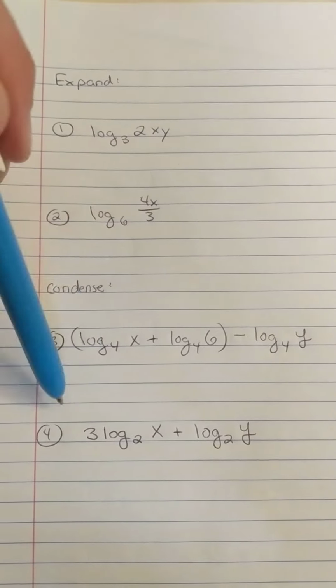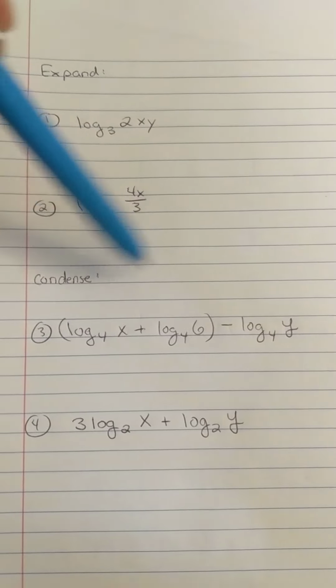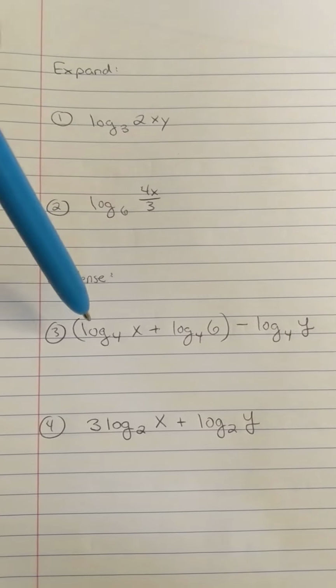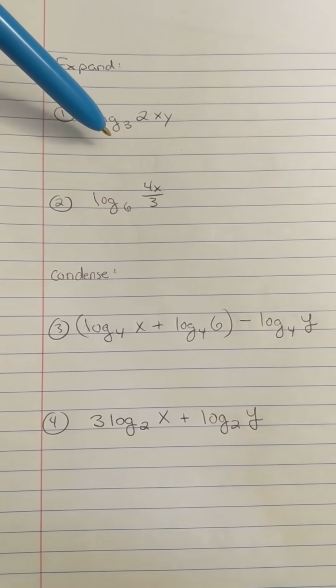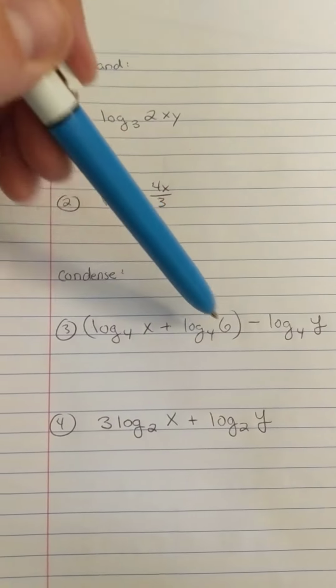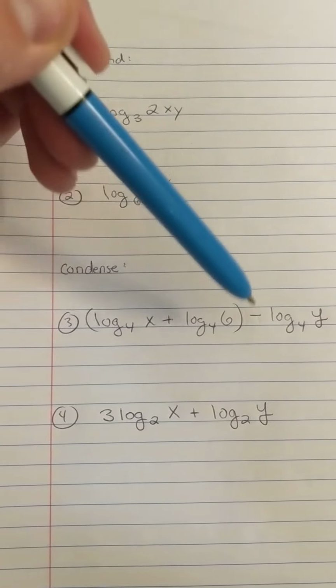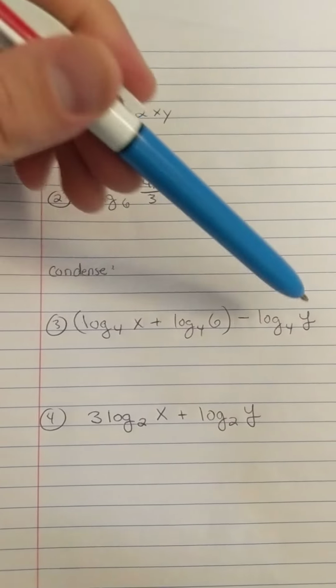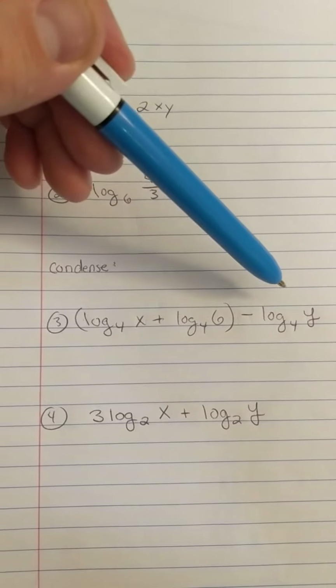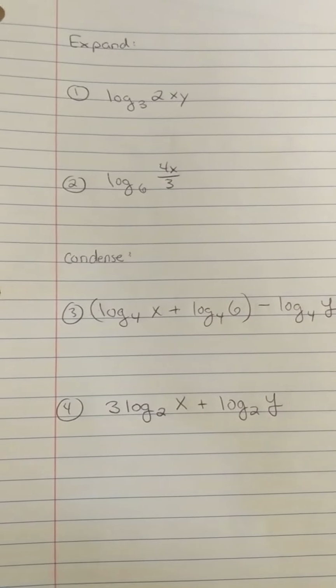Down here, I would like you to condense them into one logarithm. So these will look like these, and these will look like these. The parentheses, remember, groups together 2 logarithms, so make sure you condense this first and then condense it with this. And this one here, the same thing.